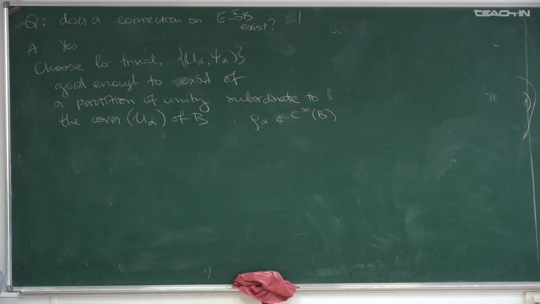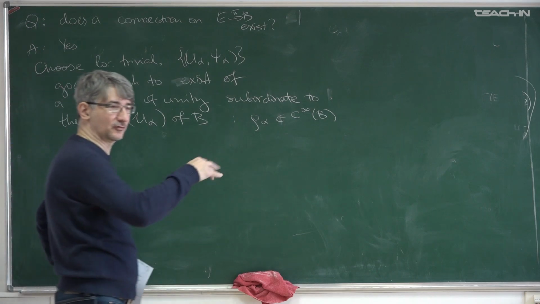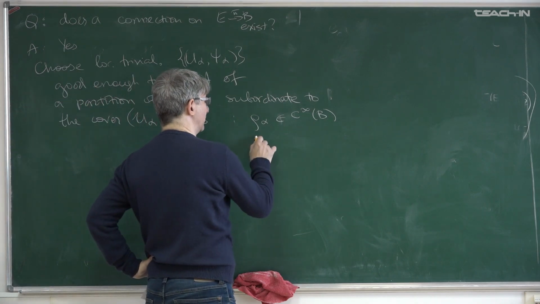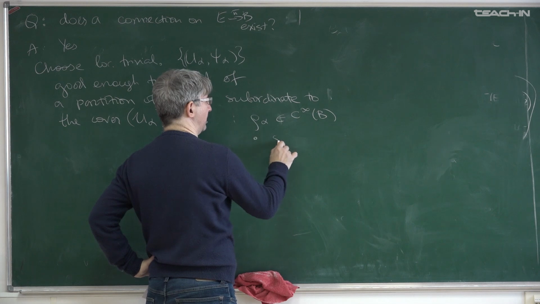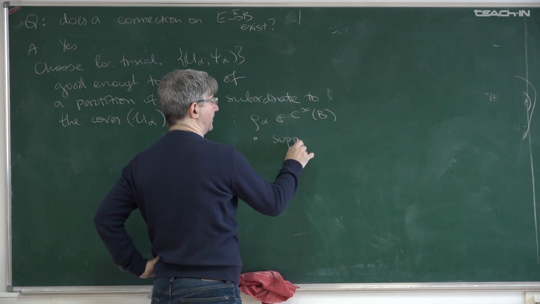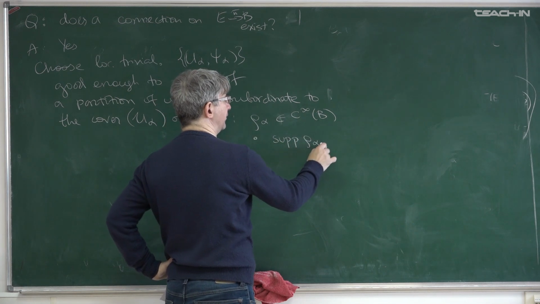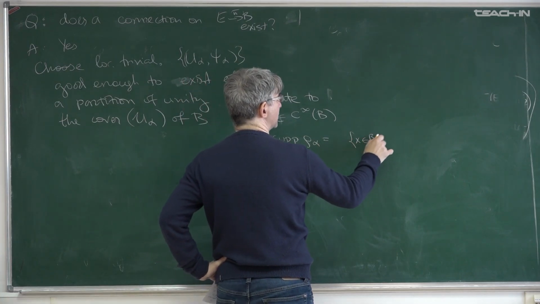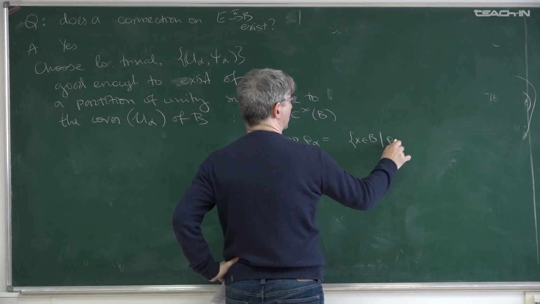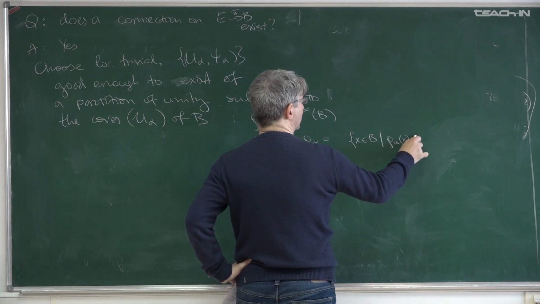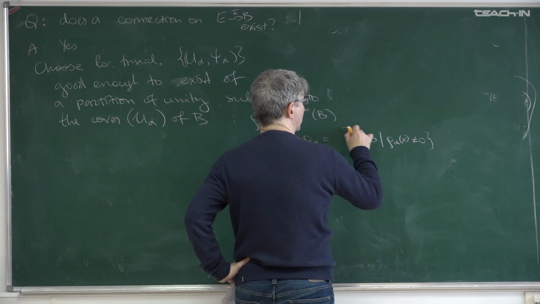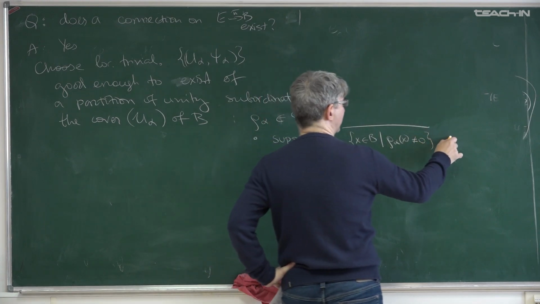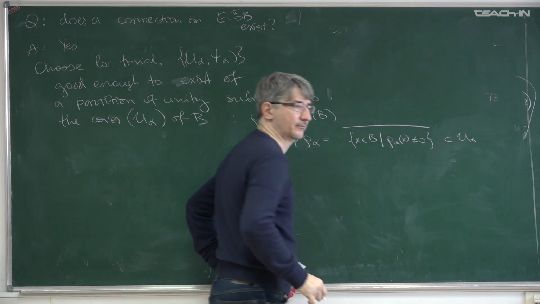Okay, so what you said about support? Support within the chart. So this is a number. These are points such that rho alpha of x is not 0. So we take a closure, and it sits inside u alpha.